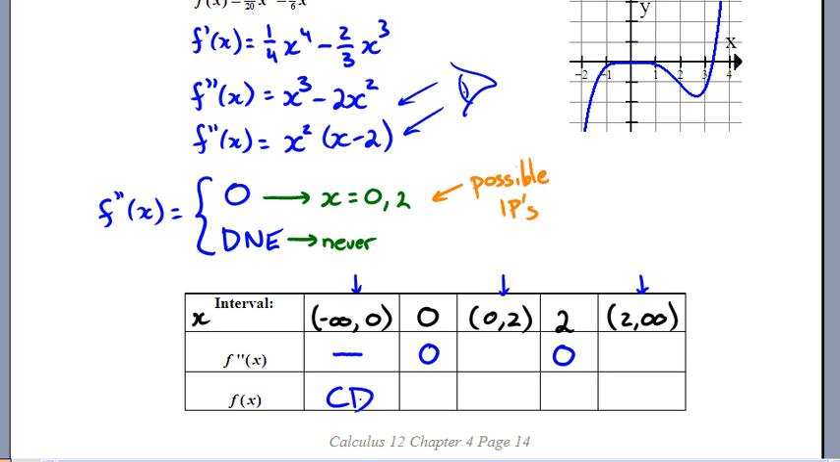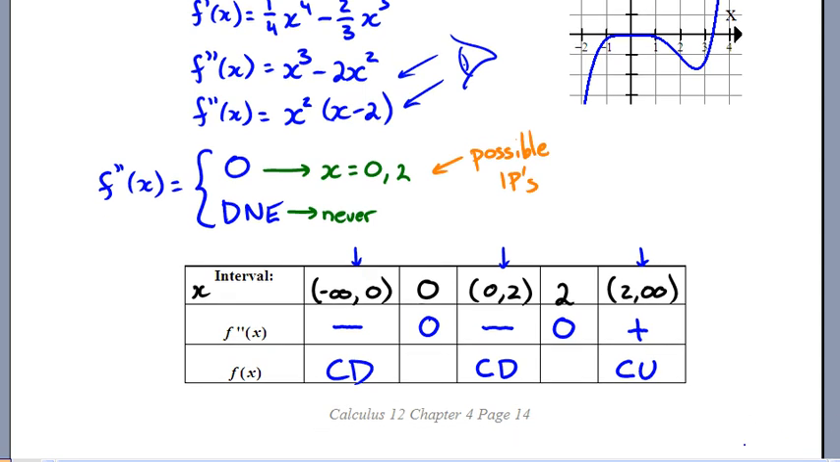Then, checking out a number in the next big interval here, I try out a number like 1. So 1 squared is positive, 1 minus 2, oh, it's still negative. Sometimes you see these things flip-flop around, and this one did not flip-flop around. Then trying out a number in this last interval, like maybe 3. 3 squared is positive, 3 minus 2 is positive. That means our second derivative in that section of the number line is positive, and the graph is now concave up.